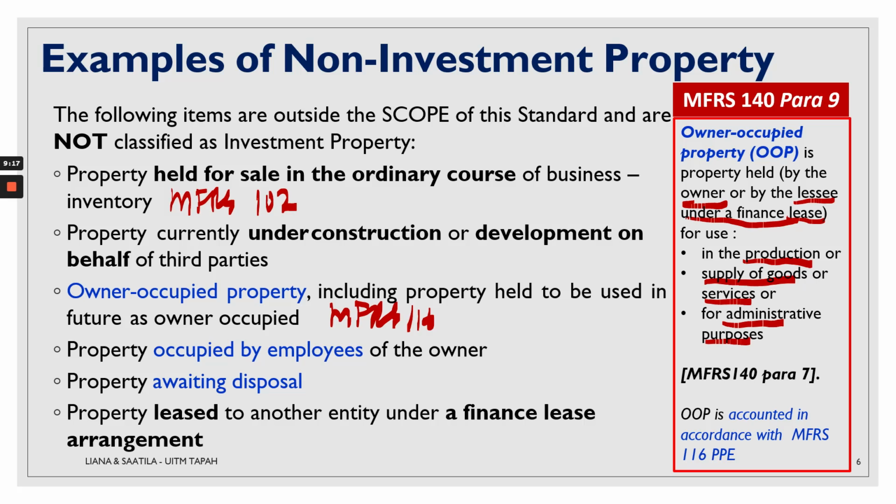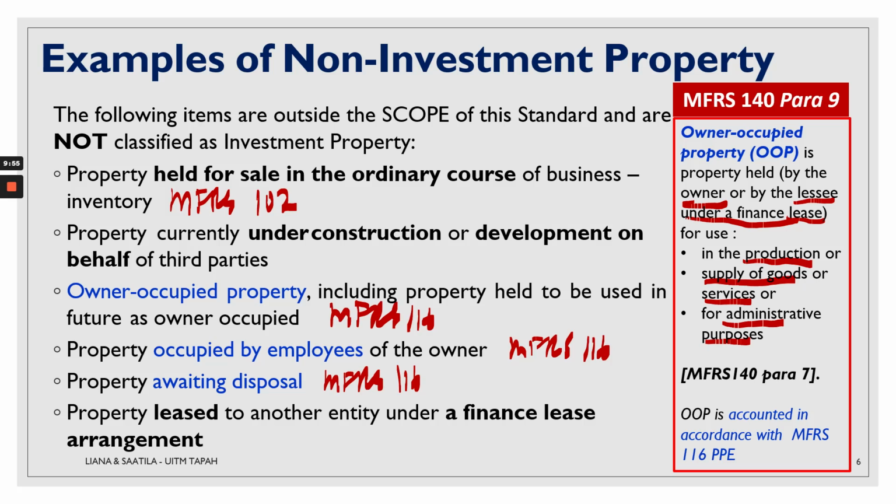Property occupied by employees of the owner, employees of the reporting entity. This is under MFRS 116. It is not an IP. Property that you are awaiting for disposal. So you are waiting to sell the property, so this is not an IP. MFRS 116. Let's say first it was being occupied, but later you decided to sell, and in that period that is under MFRS 116.